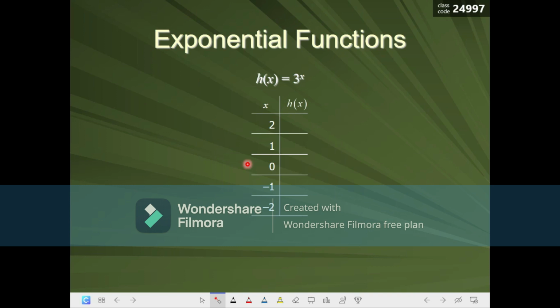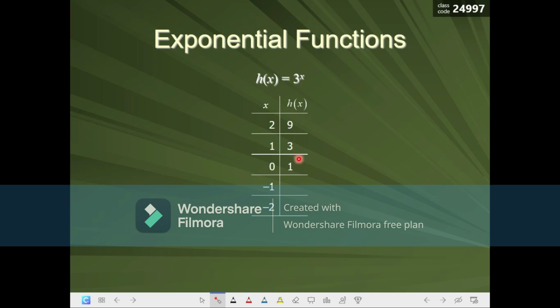Then, let's proceed to another exponential function. h of x is equal to 3 to the power of x. Now, if x is 2, our h of x would be 9. That is 3 squared, if we're going to replace x with 2. If x is 1, our h of x is 3. That is 3 raised to the power of 1. If x is 0, our h of x is 1. That is 3 to the power of 0 is 1.